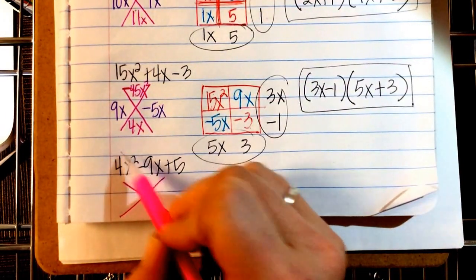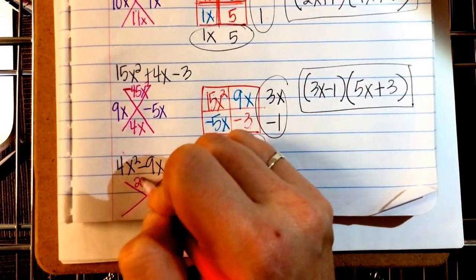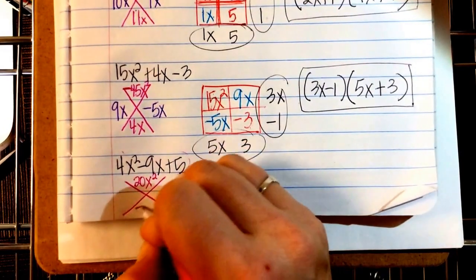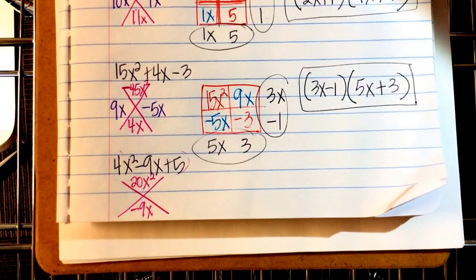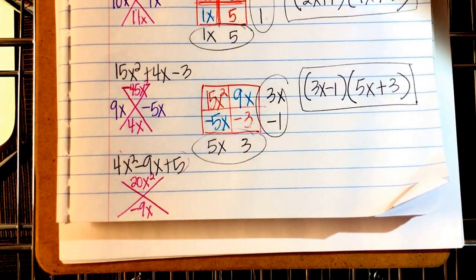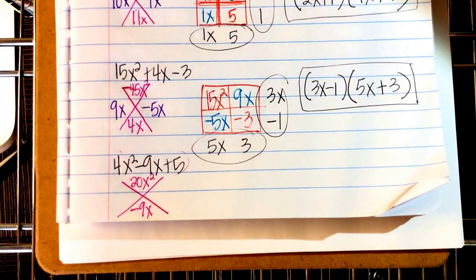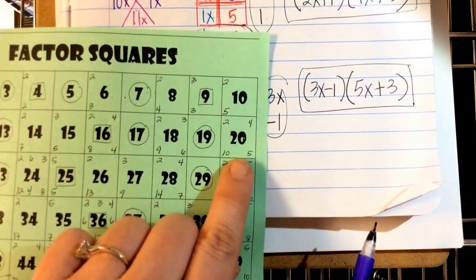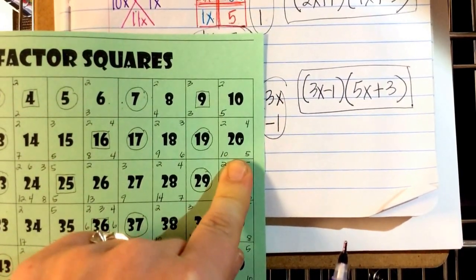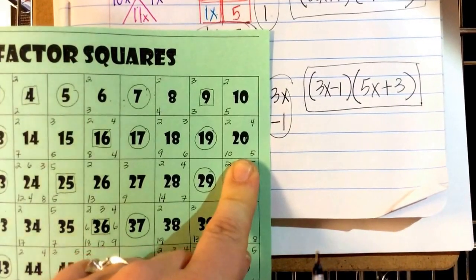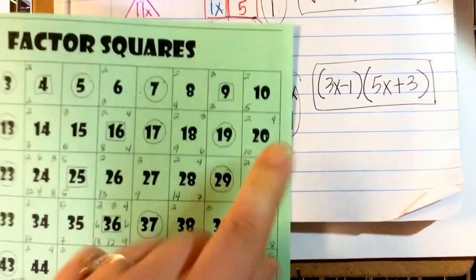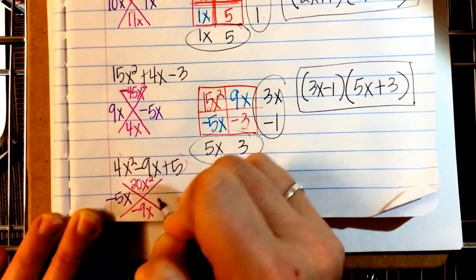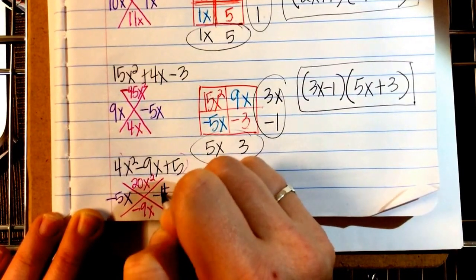I'm going to take 4 times 5, which is 20x squared, right? And my b value would be negative 9x. I'm now looking for factors of 20 that would result in negative 9. Who can tell me the factors of 20 that would result in a negative 9? Keegan? 5 and 4? Negative 5 and negative 4. Negative 5x and negative 4x.